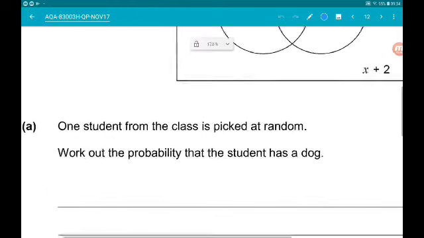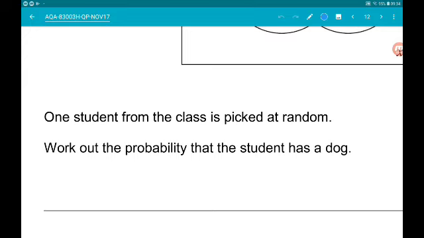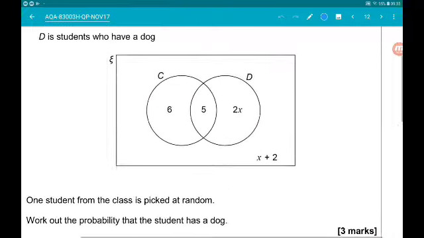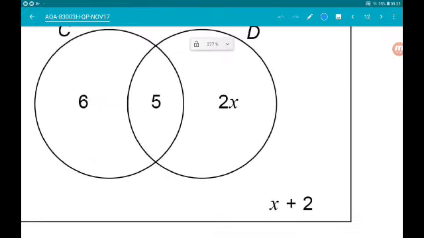Part A says one student from the class is picked at random. Work out the probability that the student has a dog. Okay, so there is a catch. We have x's inside of the Venn diagram. So what we need to do is work out the value of x. So we know that altogether there are 31 people in this Venn diagram, so all the numbers in all the different sections have to add up to 31.